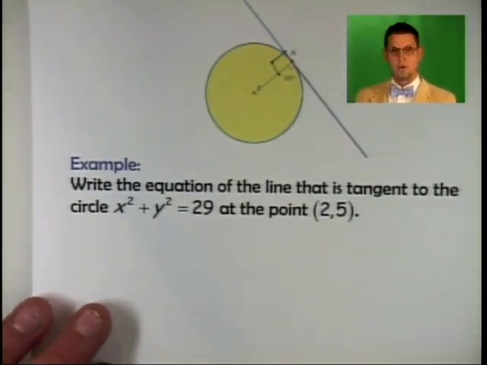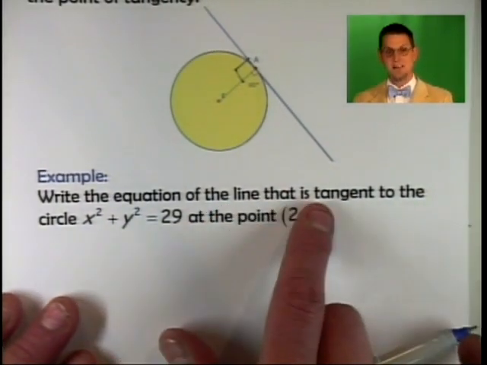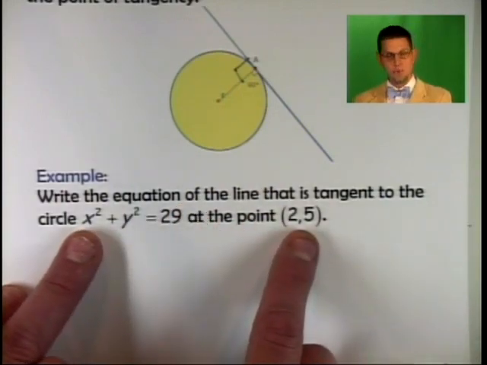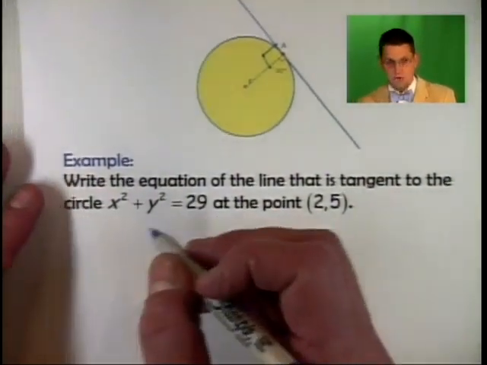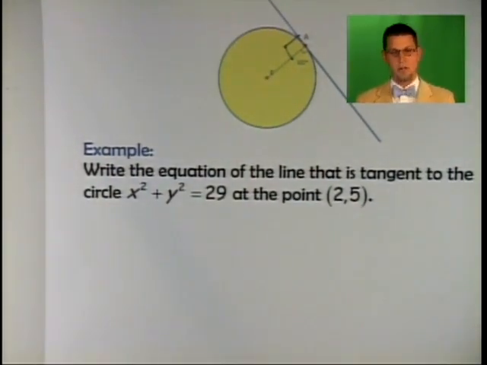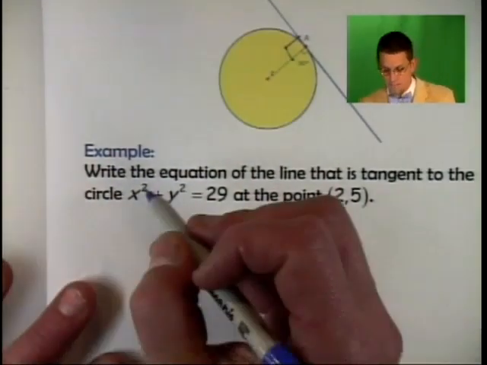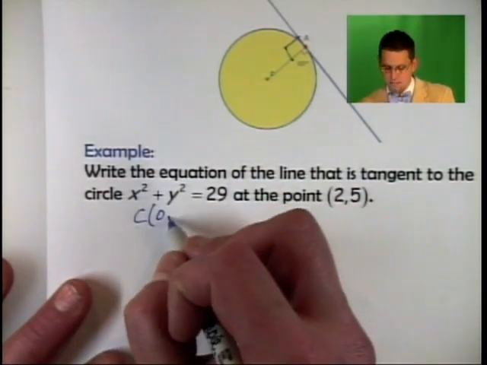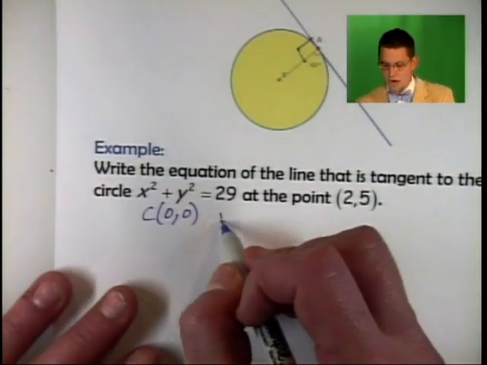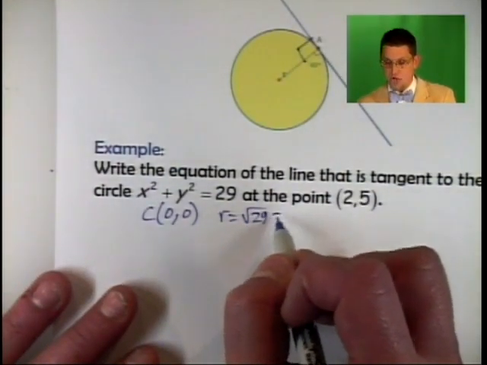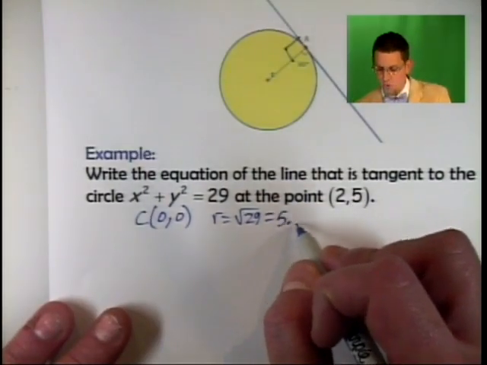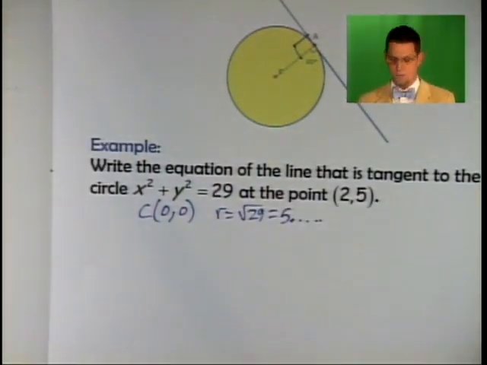Here we go. We want to write the equation of the line that is tangent to the circle x squared plus y squared equals 29 at the point (2, 5). Let's go ahead and see if we could draw this. X squared plus y squared. That's like (x minus 0) squared plus (y minus 0) squared. So that implies that the center is at the origin, (0, 0). Our radius is the square root of 29, which you know without a calculator is between which two integers? 5 point something. That's about all we need to know.